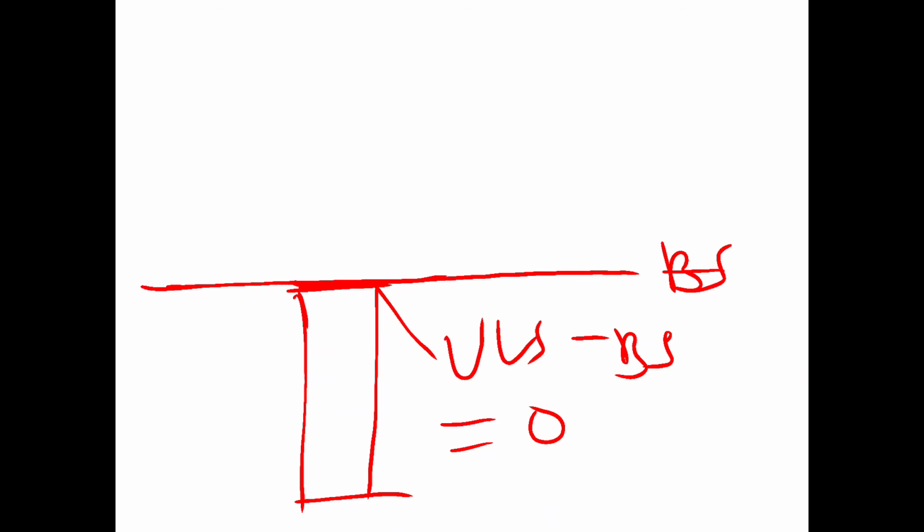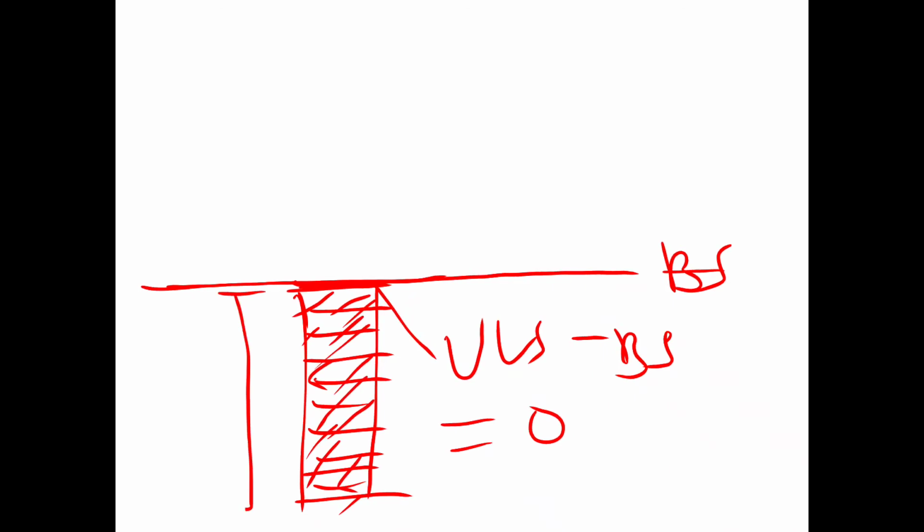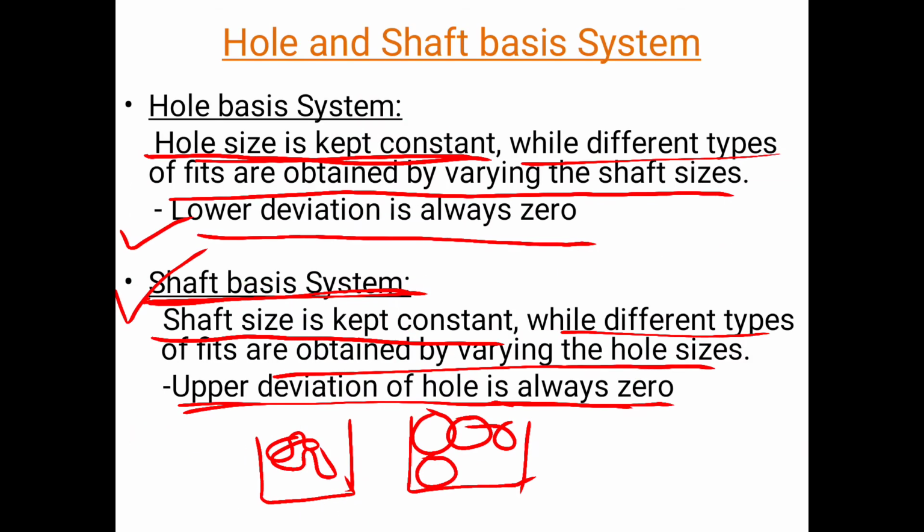And if we take IT, then according to that IT tolerance, this will be the tolerance, and it will vary according to the IT number, or tolerance grade. This is about the hole based system and shaft based system. Generally, the hole based system is used, in which the hole size is kept constant.